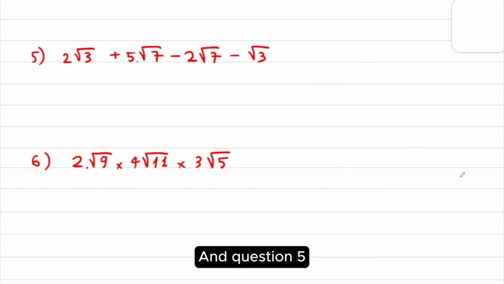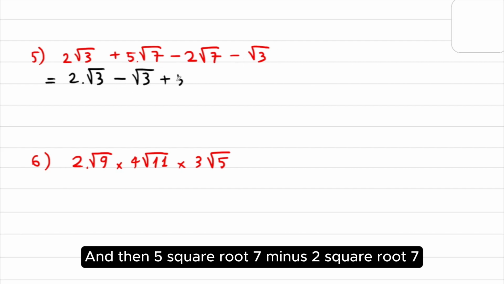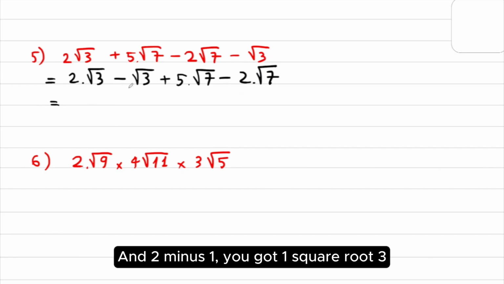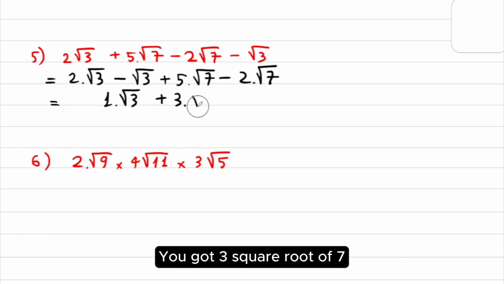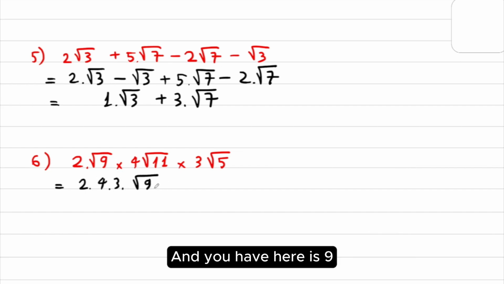Okay, and question 5 is a little bit longer, but it's not too difficult. I have square root 3 here, and you have one square root 3 in this position, so I rearrange. And then 5 square root 7 minus 2 square root 7. They can combine together like this. And 2 minus 1, you get 1 square root 3. And for this one, you get 3 square root of 7, because 5 minus 2 is 3. And for this one, you have coefficients like this: here is 9, here is 11, and here is 5.